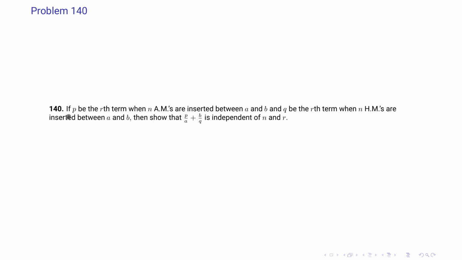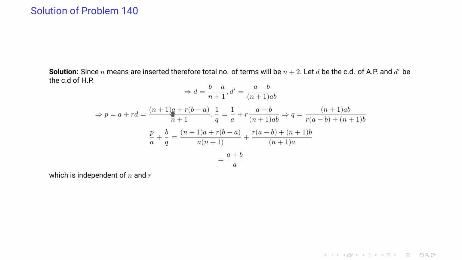Problem 140 says that if p be the rth term when n arithmetic means are inserted between a and b, and q be the rth term when n harmonic means are inserted between a and b, then show that p by a plus b by q is independent of n and r. So if we insert n harmonic means between two terms, total number of terms would be n plus 2. We let d to be the common difference of the AP and d prime the common difference of the corresponding HP.